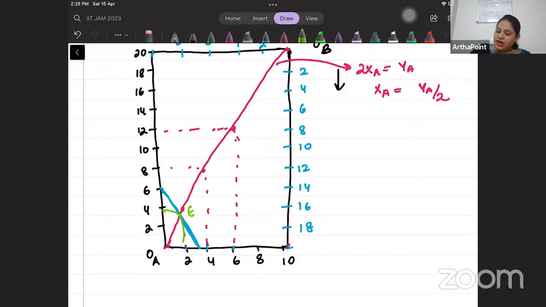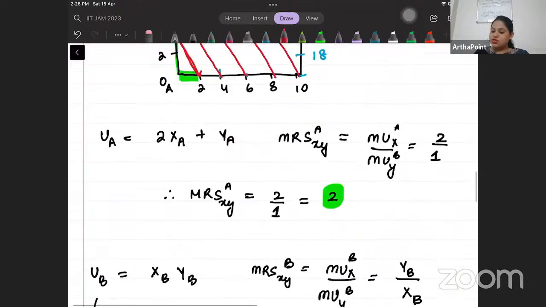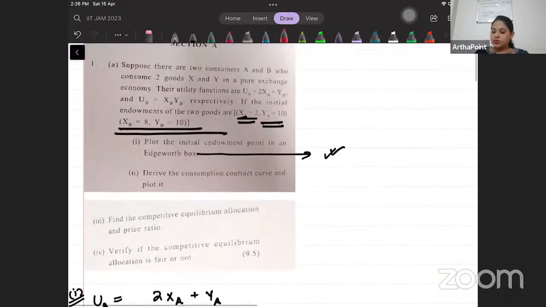And we have gone ahead and we have marked all such points. If this IC of individual A is here, then this is going to be IC of individual B, and this will be my Pareto efficient point E dash. So joining all such Pareto efficient points, I have been able to get my contract curve. Okay, so this is my part 2 of the question: derive the consumption contract curve and plot it.